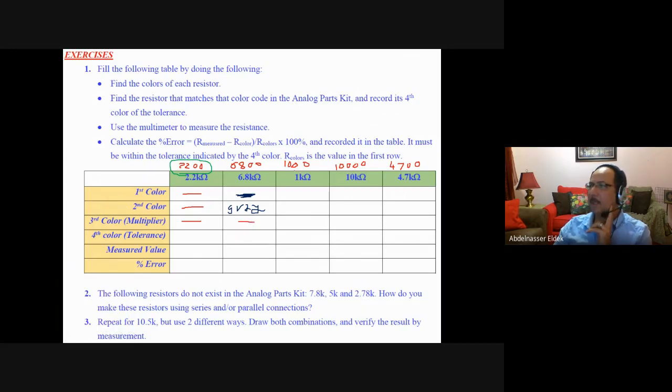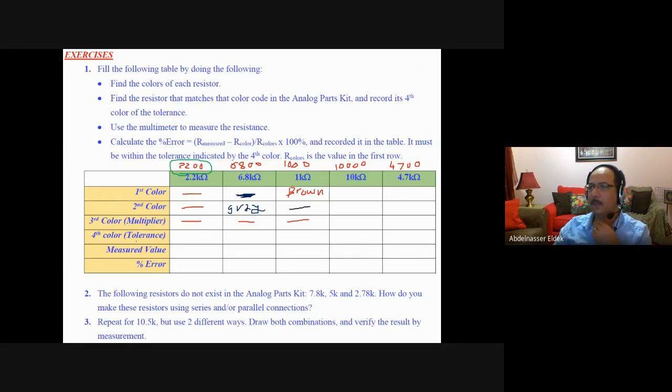Okay. Next one is 1 kilo ohm. The first color is brown, so let's write brown. I don't see black here. Brown here. And second color is 0, which is black. Third color is red. And then the next one, and so on, and so on. So here this is brown, black, and number of zeros 3. 3 is orange, and so on.